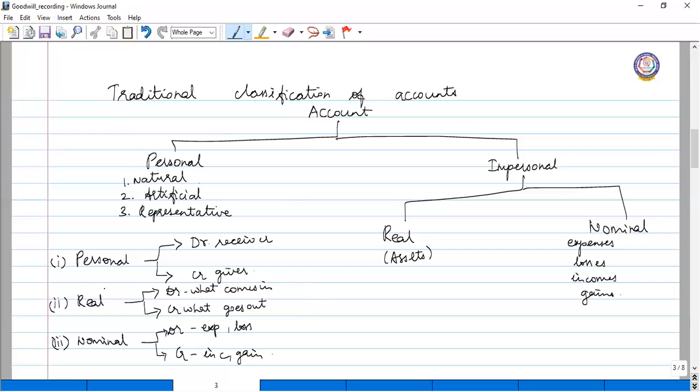Once again, we'll see the rules. For personal account, we debit the receiver and credit the giver. For real account, we debit what comes in and credit what goes out. For nominal account, we debit all expenses and losses and credit all income and gain. So today we have seen how to classify accounts based on the traditional method and the golden rules for the traditional classification of accounts. Thank you.